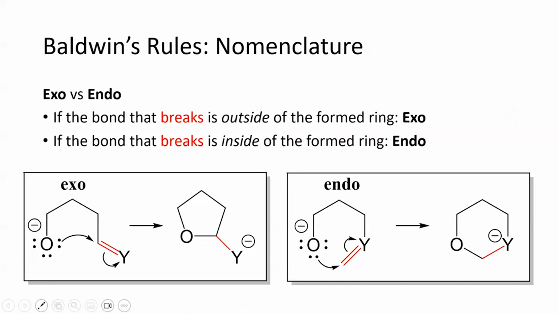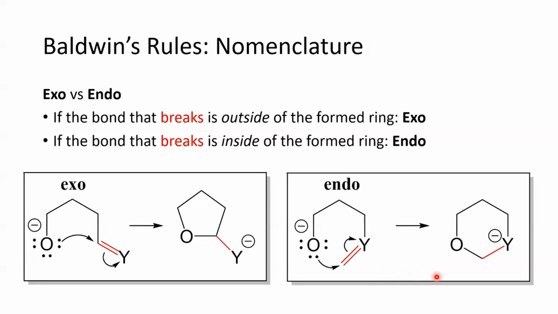So if we have a look at the examples, if we look at the bond that's going to break, we have a double bond shown in red, and it is reducing in bond order to a single bond. So we count that as a broken bond there. If we look at the 5-membered ring that's forming, that double bond is situated outside of that 5-membered ring. So we would class this as an exo reaction.